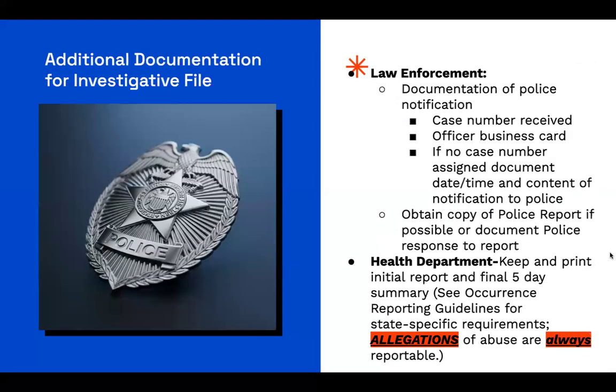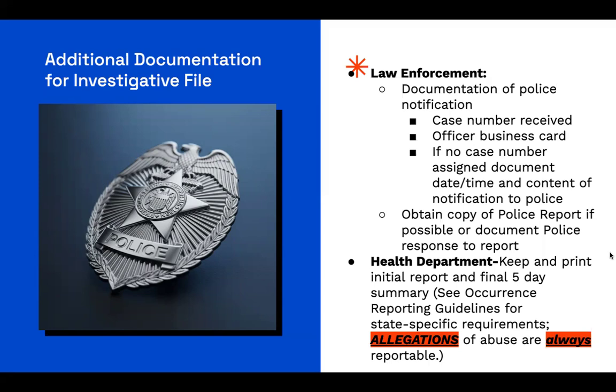When it comes to the police, you want to have documentation that the police were notified for any allegation of abuse. So if there's a case number, you want to note the case number. If the officer came by, gave you a business card, a lot of people are writing the case numbers on the business card, attaching it to their files. If no case number was assigned, document somewhere the date and the time and the content of the notification to the police. If you can, obtain a copy of the police report. Some will release, some won't. Or at a minimum, document their response to the report.